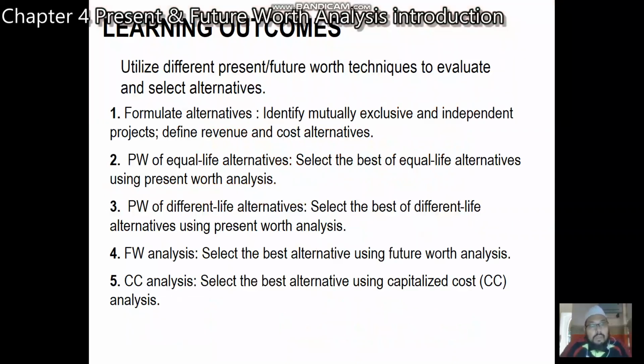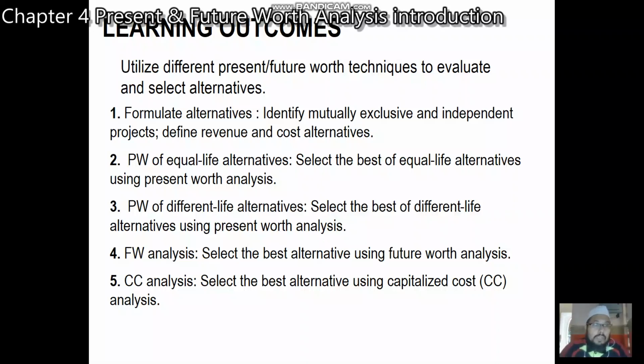So in general, this chapter will utilize the different present or future worth techniques to evaluate and select alternatives. So there are two methods that we will discuss in this chapter. First, the present worth analysis method, and the second one is the future worth analysis method. In detail, there are 5 learning outcomes. We start with the first outcome.